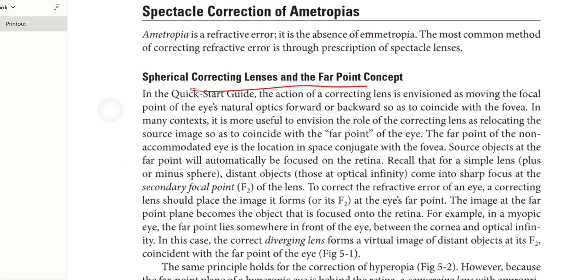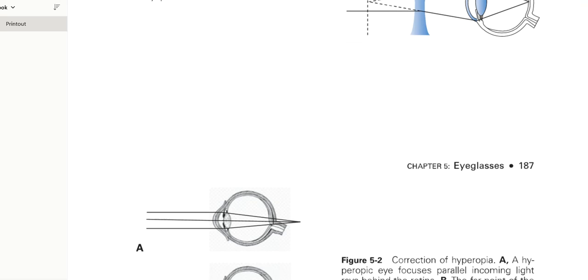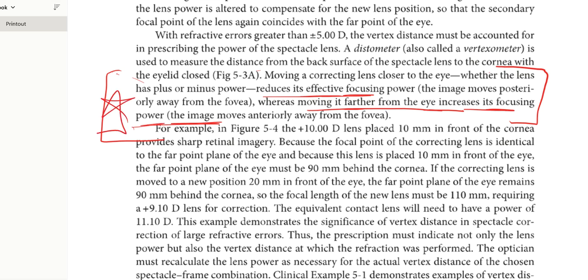Spectacle correcting lenses and the far point concept, give a read only. These lines are very important. Moving a correcting lens closer to the eye, whether positive or negative, reduces its effective power, whereas moving it further from the eye increases its focusing power. Please treat this concept very carefully. This is very important.